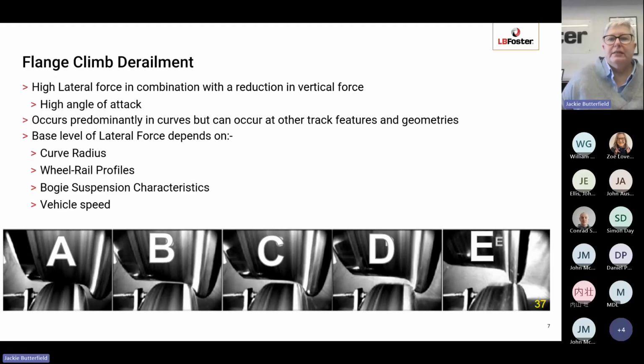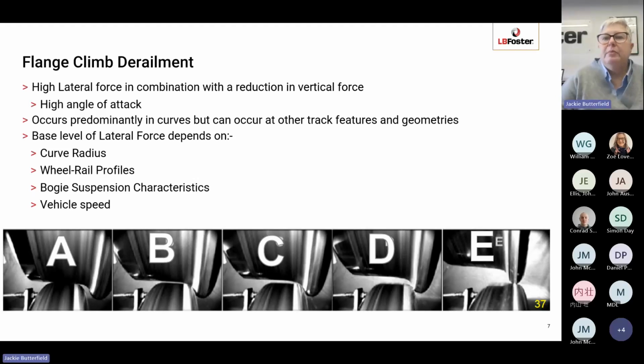So these factors combine to generate a base wheel set angle of attack, which in turn generates the base level of lateral curving force. A significantly misaligned bogie is likely to induce a higher wheel set angle of attack, and any track irregularities and dynamic discontinuities may lead to an additional increase in the wheel lateral force over vertical force ratio, which I'll call L over V from now on. So when this ratio exceeds the limit that the wheel can sustain, the flange climb occurs.